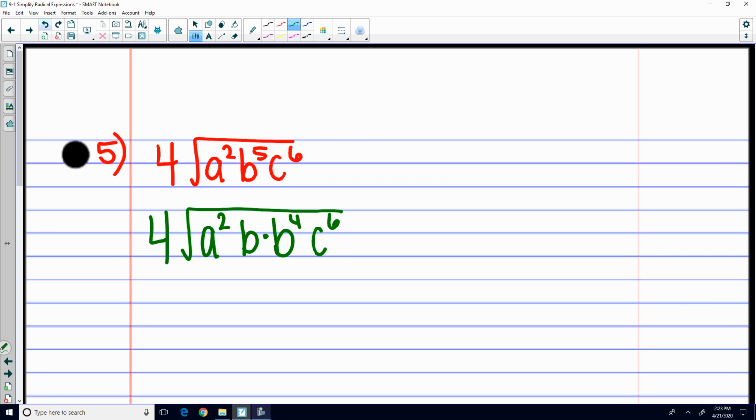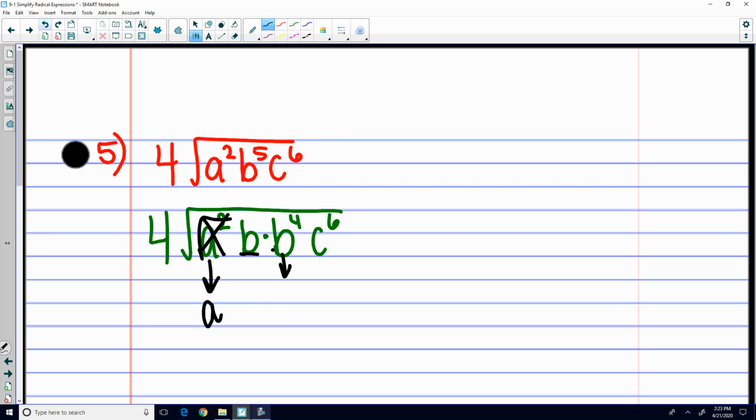So now I see I've got 3 even numbered variables inside my radical expression, and I can take the square root of all even numbered variables. So if you're asking yourself, how do we do this? Here we go. The square root of a squared is a, so that is gone. I cannot take the square root of this because it's b to the first, which is odd.